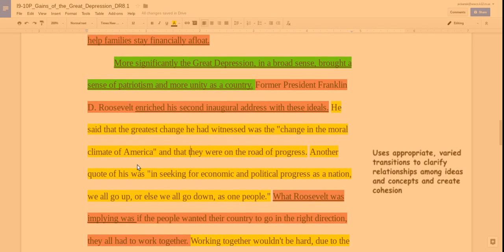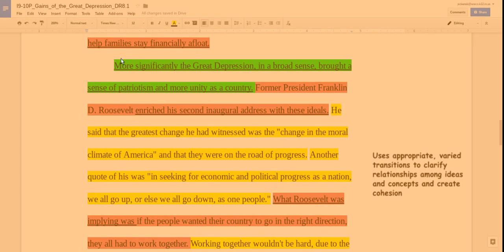We'll look at one more paragraph as an example here. More significantly, the Great Depression in a broad sense brought a sense of patriotism and more unity as a country. And if we remember on our outline, the claim for our second paragraph had to do with unity and patriotism as a country. Okay, so that's my claim.